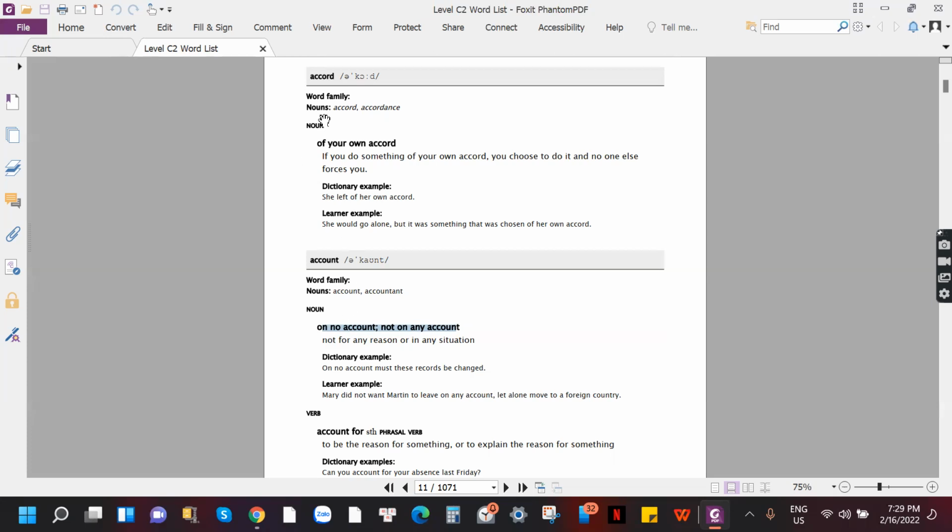So right here, I'm going to give you a situation of mine for the phrases of my own accord and on no account. You can see that accord right here is a noun. It only exists in the form of a noun, but account right here exists in two forms of word. The first one a noun, the second one a verb. And right here, we need to make use of account as the noun in English. So here comes my situation.